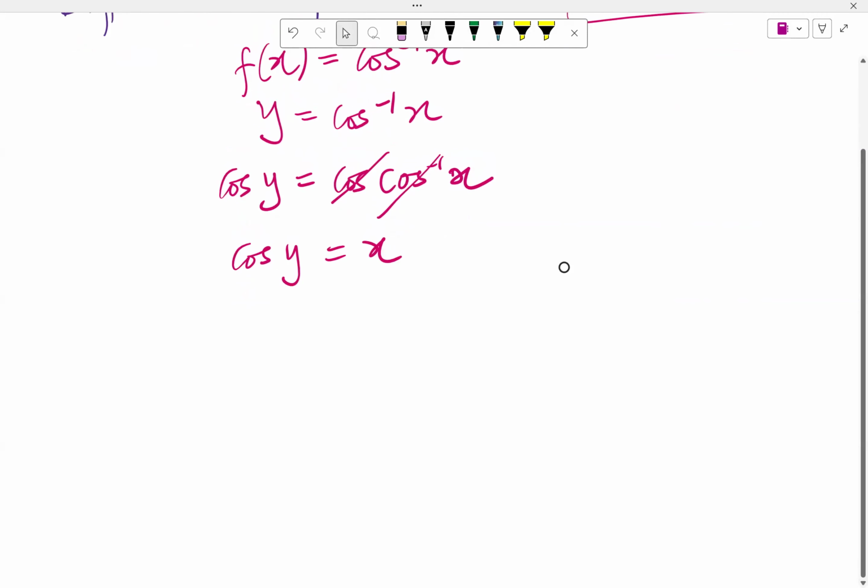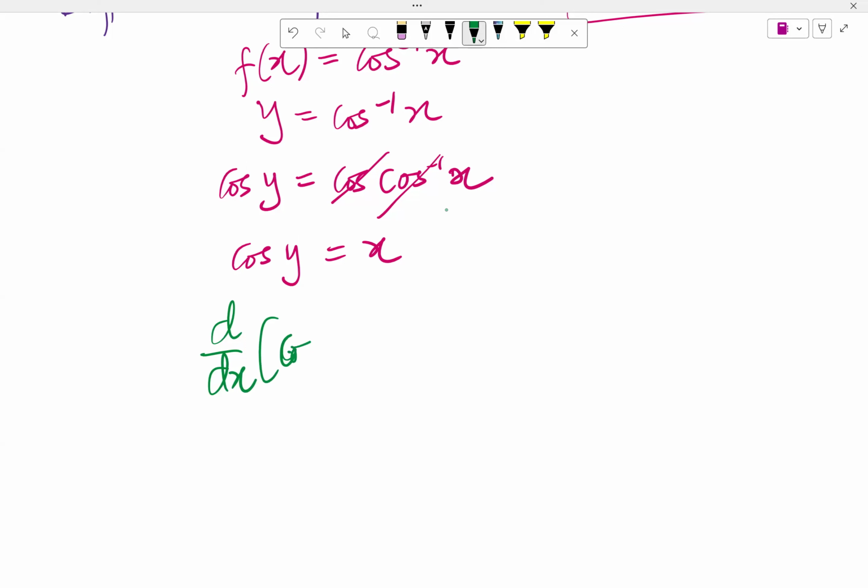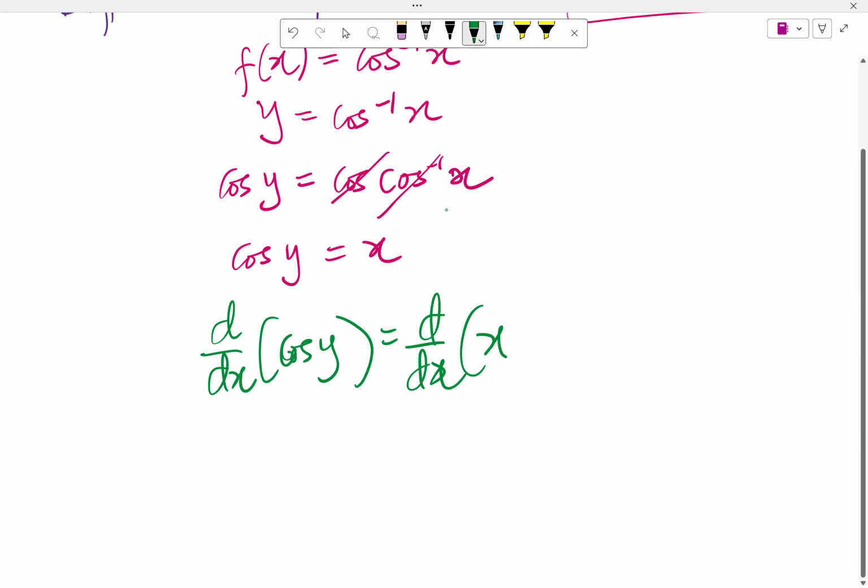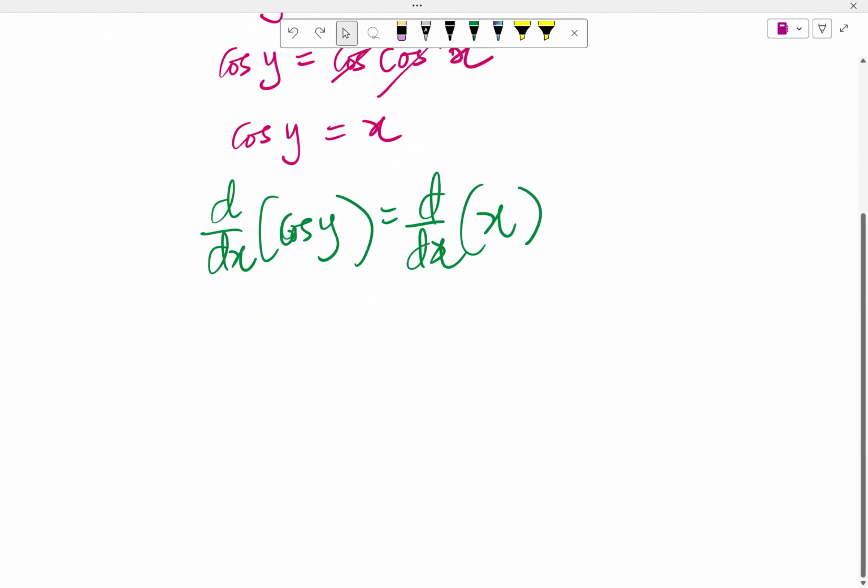Now, the next thing we want to do is, ultimately we need dy dx, right? So we can say we need d dx of cos y equals d dx of x. Of course, this is straightforward. We can easily do that and we get 1. But this left-hand side needs some work, to get the d dx of cos y.